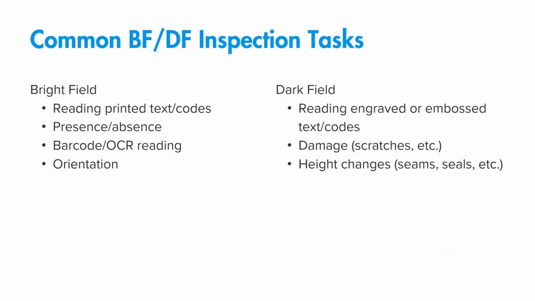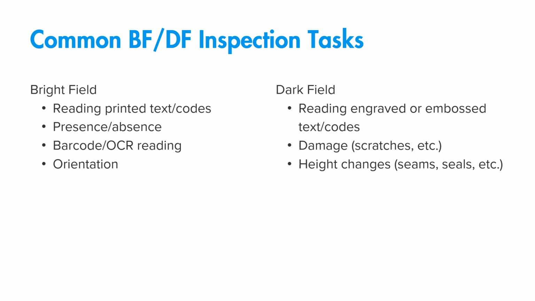So a lot of times you can skip this step if you know certain applications typically have bright field or dark field results. For example, if you're reading printed text or codes, a dark field would remove that print, so you wouldn't use it in that scenario. Same if you're doing barcode or OCR reading, unless it's embossed. Oftentimes, if you're looking for presence or absence of things, or orientation, you need a bright field to orient where everything is and make sure you can see the part being present or absent.